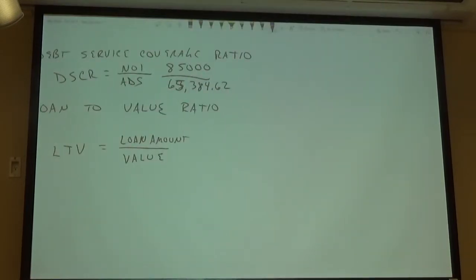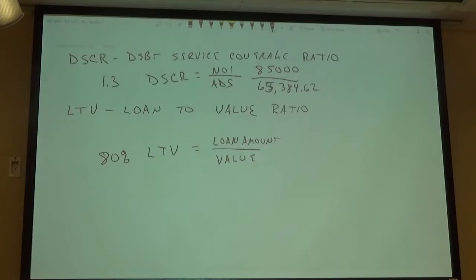Did you see that? The 1.3 is the ABS, right? No, the 1.3 is the debt service coverage ratio. So once again, all we're doing is taking the 85,000 and dividing it by what the lender has told us their minimum debt service coverage ratio is, 1.3, and that tells us our maximum annual debt service of $65,384.62. Everybody cool with that?